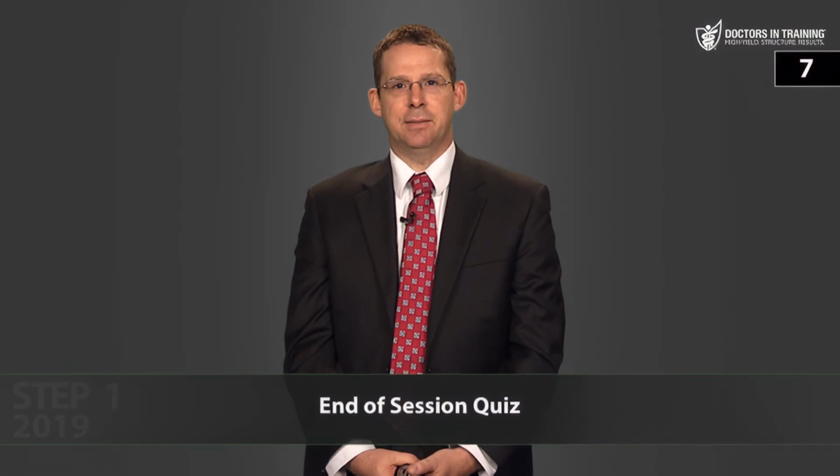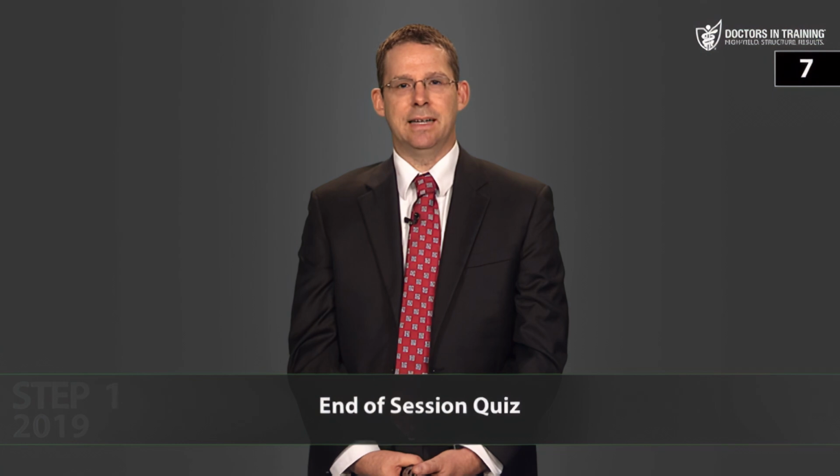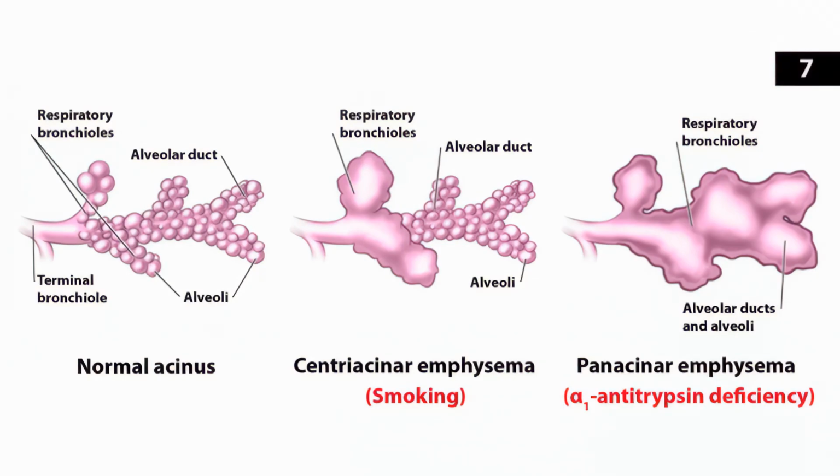How does emphysema caused by smoking differ from emphysema caused by alpha-1 antitrypsin deficiency? Smoking is typically centriacinar, and alpha-1 is typically panacinar. That's the end of session quiz.